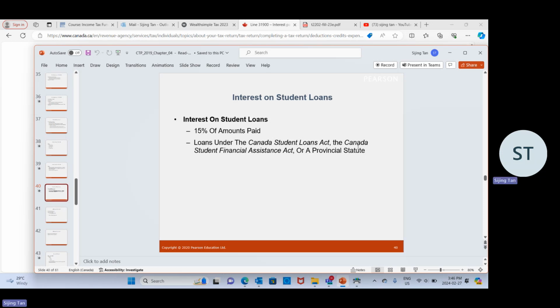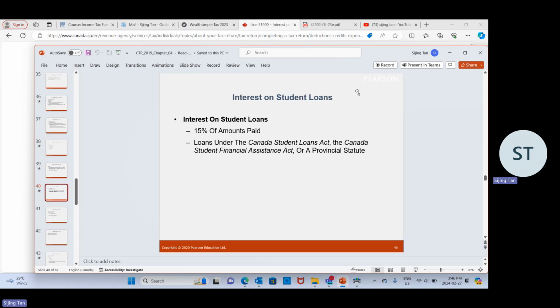So that is one way you can find out if you can claim the interest you paid on your student loan. And number two, once you find out you're eligible, what you need to do is make the claim directly on your tax return.